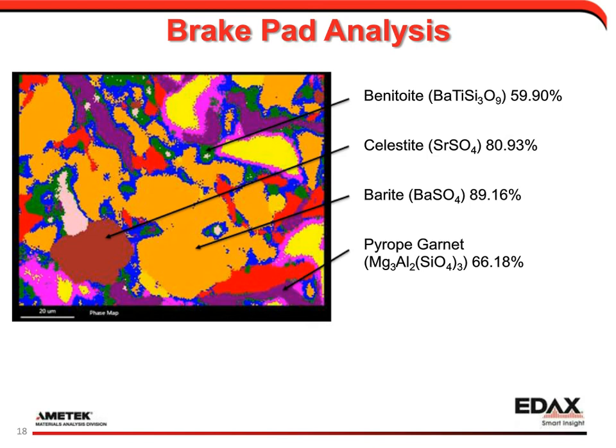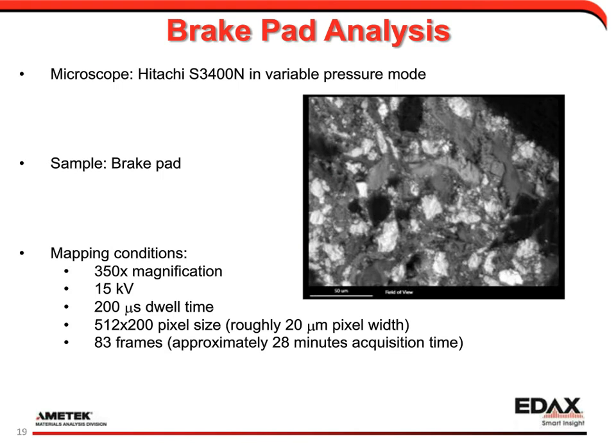We'll just run through one more example, a different region of the same break pad, with slightly different collection conditions: 350 times magnification, 15 kilovolts now, 200 microseconds dwell time, 512 by 200 pixel size. Sorry, that should have been 512 by 400, which is again roughly 20 microns pixel size, and collected for 83 frames. So this one is collected for twice the amount of time, but you can also see we're zoomed out by roughly a factor of 4, so we're imaging a much larger area at this point.